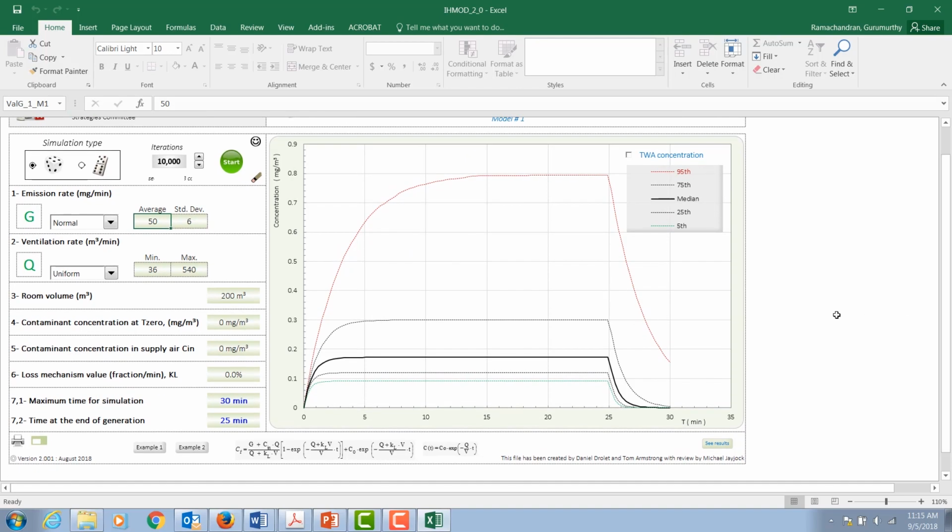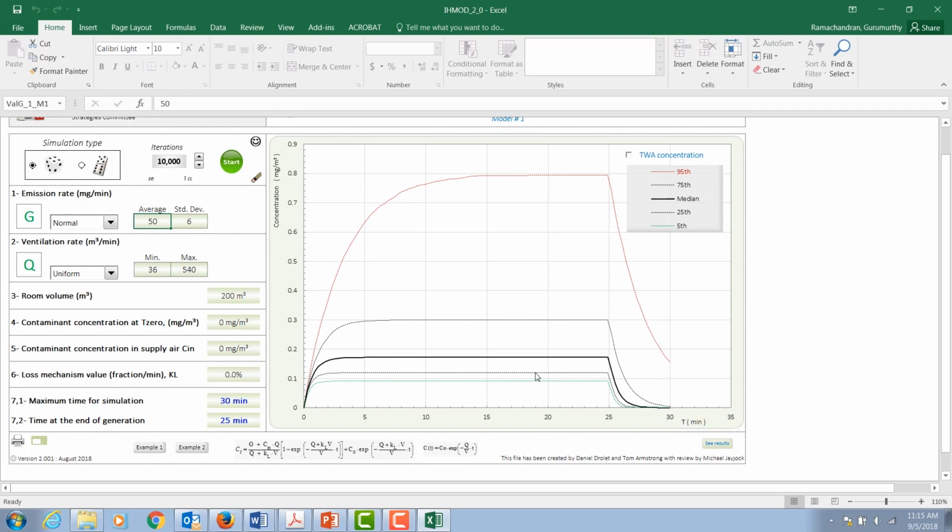And now when you see the output, you see several different outputs shown in this. So the dark solid black line that's bolder than the other ones, that is the median value of the 10,000 simulations. And so you can see it rises up, reaches a steady state value, and at time 25 minutes it starts an exponential decay back down to 0.